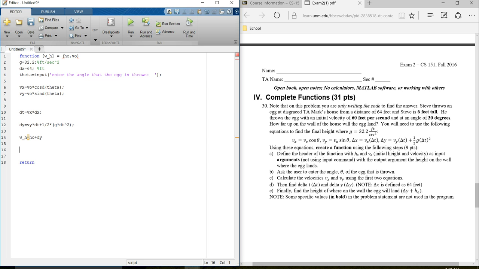And I'm going to name my function. I'm going to give Steve a shout out. That's for you, Steve. And then I'm going to run this. Well, I'm going to save it.